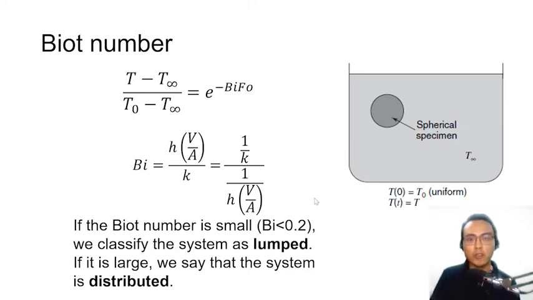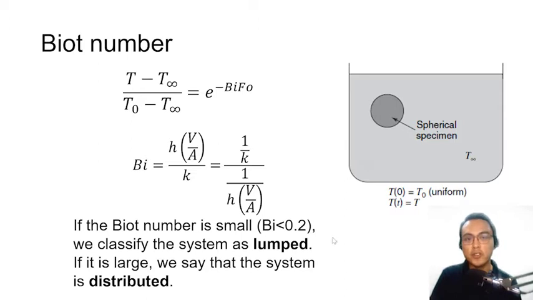Now, it is through the value of the Biot number that we will be able to determine what type of solution we will adopt. We have two types of systems. We have what we call the lumped system and the distributed system. The lumped system is what we have earlier discussed. It is a system wherein the temperature is not varying with respect to position. It's only varying with respect to time. So therefore, if you have a lumped system, we can say that the temperature is a function of time only.